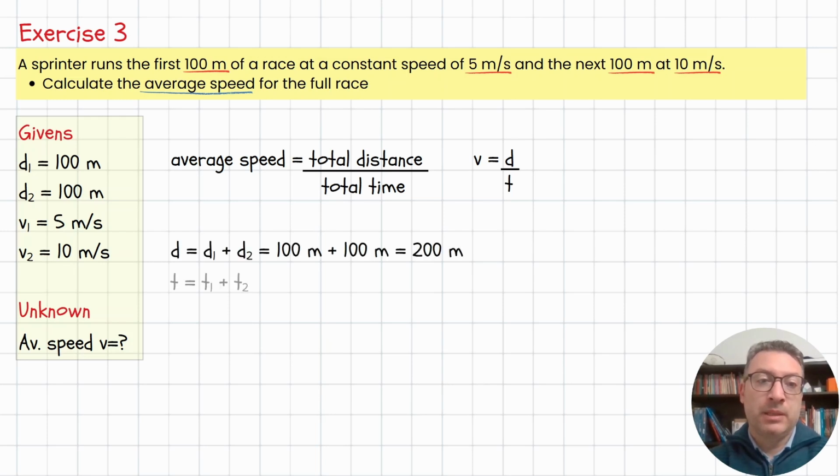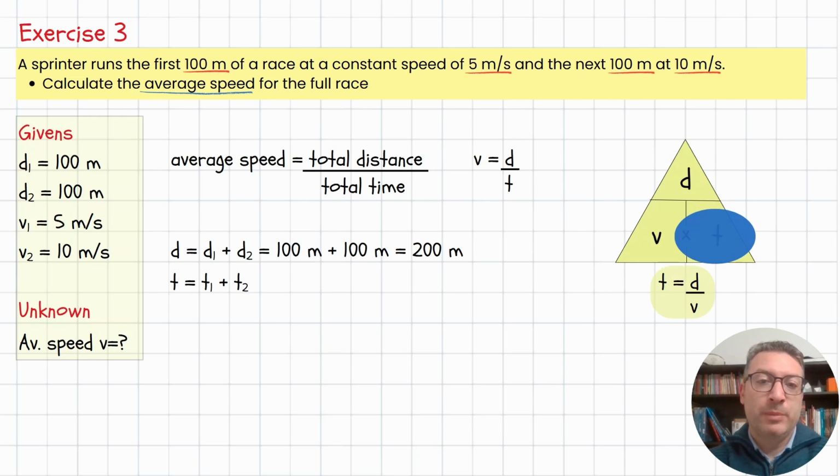To calculate the total time, we have to sum the time intervals needed to run both distances of 100 meters, which we don't know yet, so we have to calculate them, and to do that we will use the triangle method. The triangle method consists in placing distance, velocity and time in the triangle as shown. To rearrange the formula to find the time, for instance, cover time with the finger, and you are left with d over v, and that is in fact the formula to calculate the time.